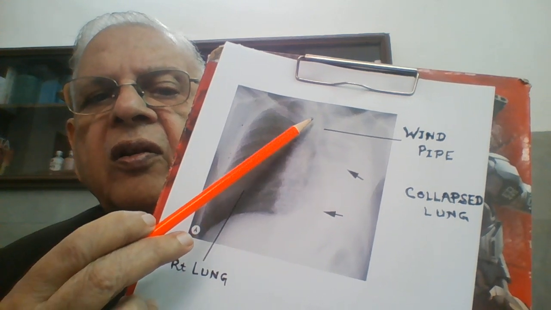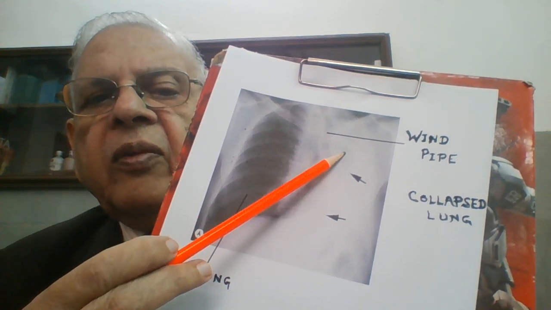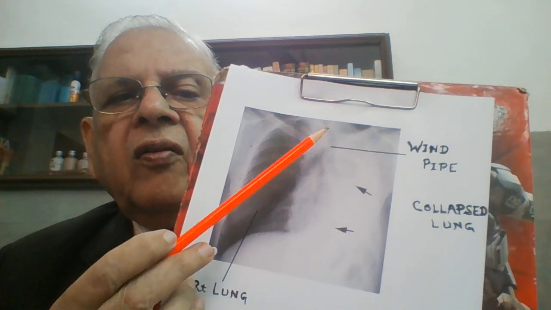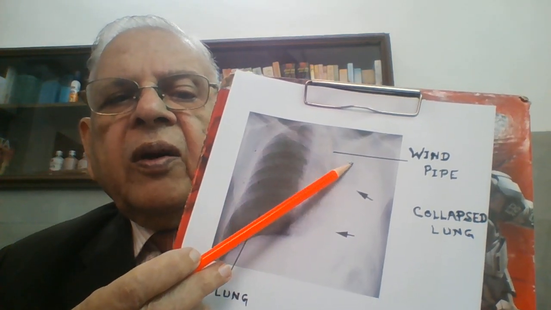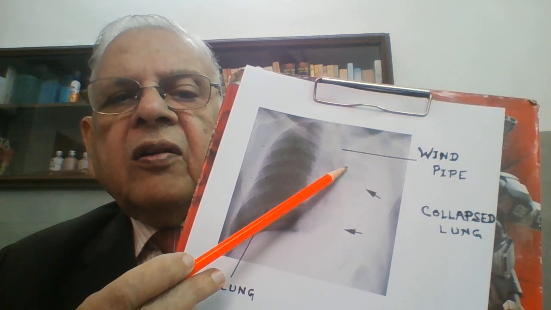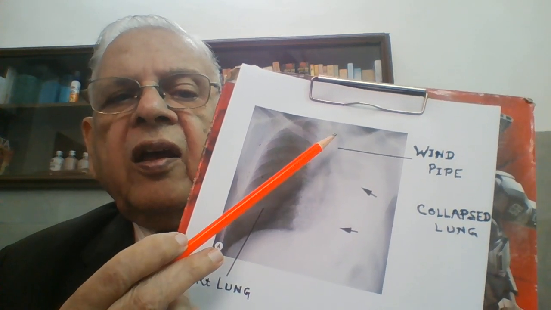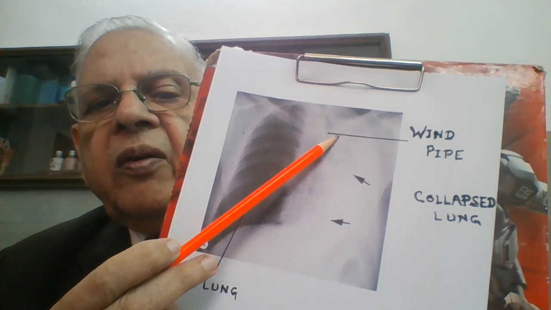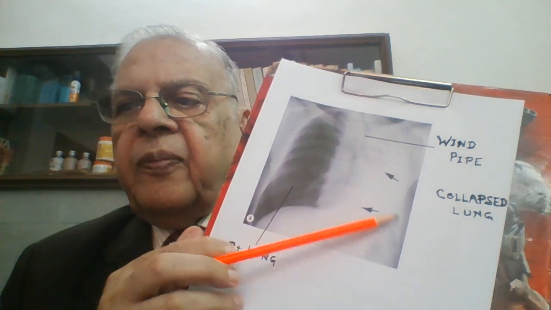So friends, this is the case of collapse where it has pulled the windpipe, because the collapsed lung is smaller in size, and therefore the extra space has created a pull on the trachea, that is the windpipe, and pulled it to this side.